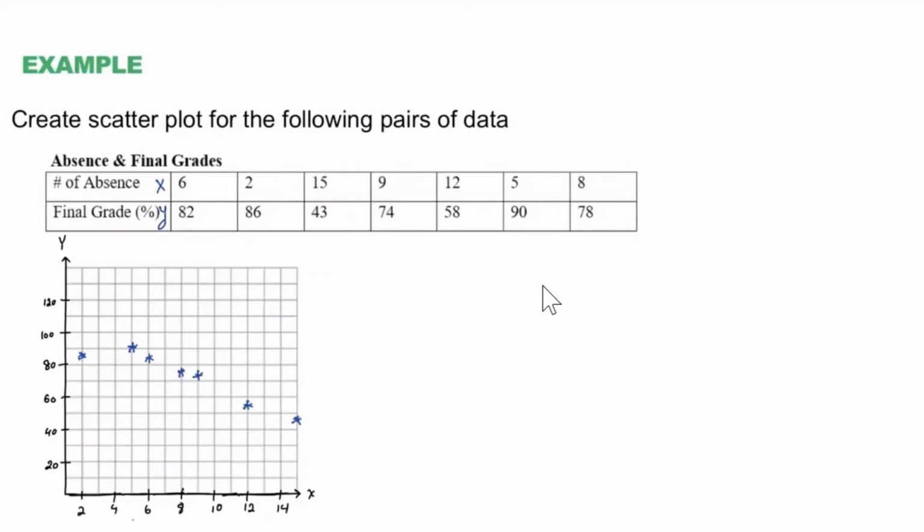Is number 9 and 74, 9 comma 74? Let's find out if we plotted it properly. This is 9, right? This is 60, 70, a bit above 70, 74. That's right. So we put the wrong side. It's 9.5 maybe. It's not 9 exactly. Or I am wrong.